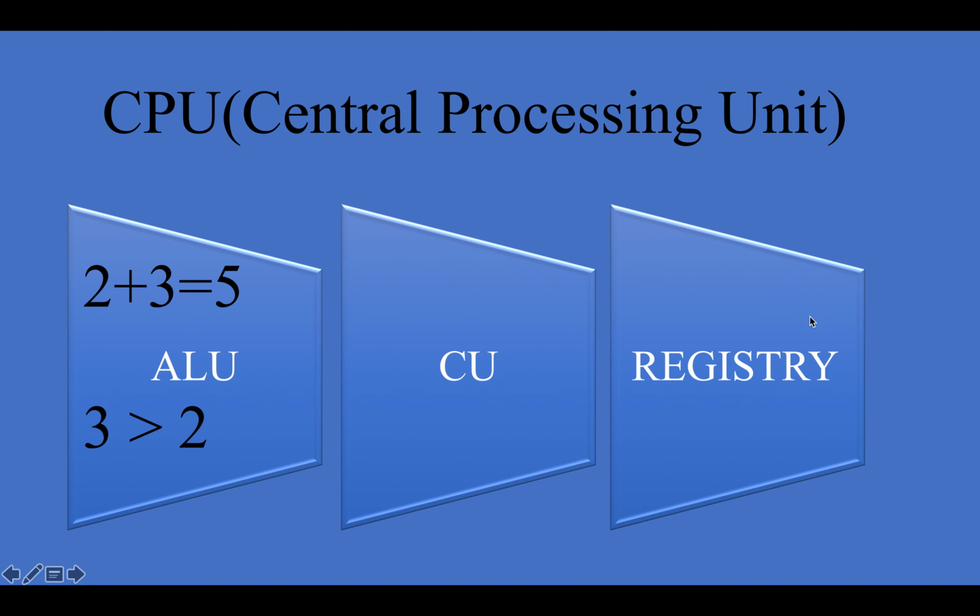Then we come towards the registry. Registry, also called the immediate access. It is where the CPU holds all the data and programs that it is currently using, or the data that is currently being used is placed into this registry.